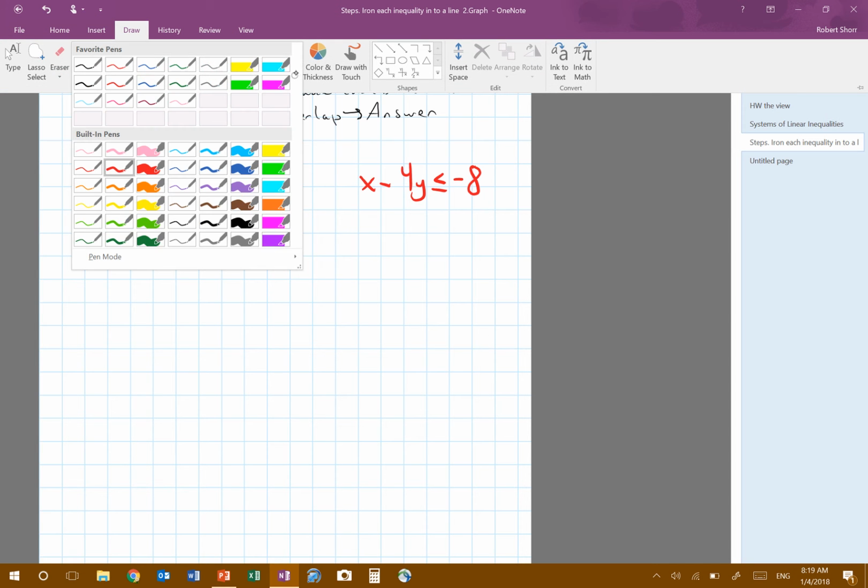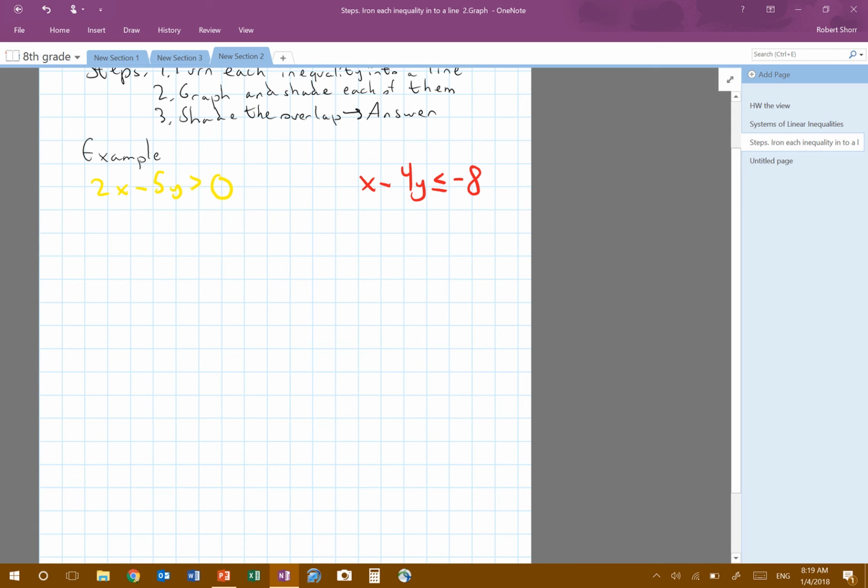So let's work on the yellow first. We want to subtract 2x from each side. That is always our first step in these things, is to add or subtract the x term, so we are closer to getting y by itself, and that will give us negative 5y is greater than negative 2x. In order to get y by itself, we now need to divide by negative 5 everywhere.